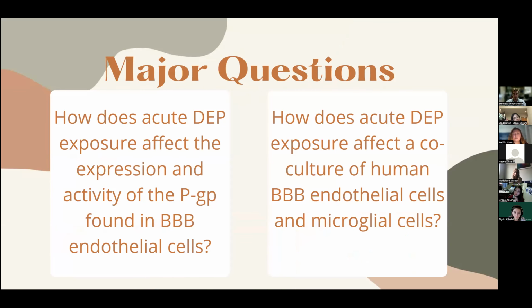So we wanted to ask for this research project, how does acute DEP exposure affect P-glycoprotein in a monolayer of endothelial cells, as well as in a co-culture of both human endothelial cells and microglial cells? Because as mentioned in previous presentations, microglial cells are the immune cells of the blood-brain barrier, and they can act as a pro-inflammatory cell and can influence the blood-brain barrier and its function.